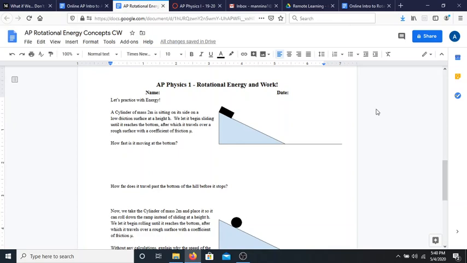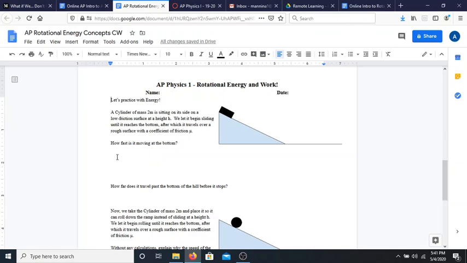All right, so what I have here is a setup with a cylinder that has a mass of 2m. Instead of setting it up so the cylinder can roll, I have laid it on its side so that it just slides. It's sitting on a low friction surface, so you can assume its friction is pretty much negligible, and it's at a height h. We're going to let it start sliding until it reaches the bottom, and then it's going to slide across a rough surface for some distance before it finally stops.